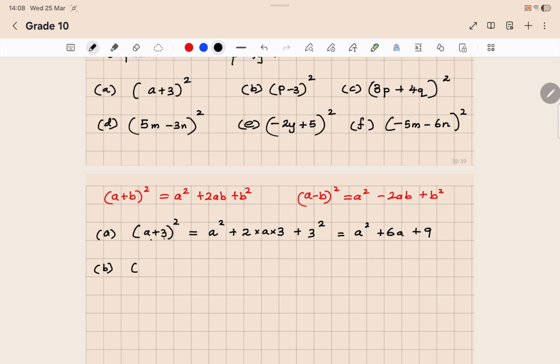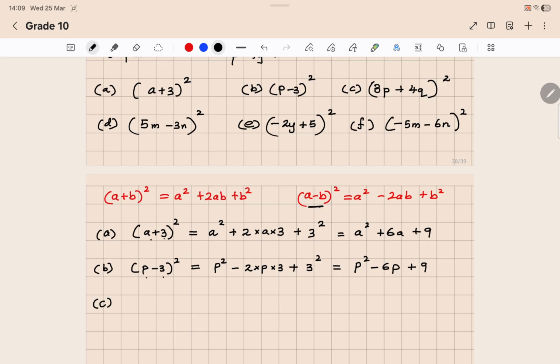So then we'll look at the next one. P minus 3 squared. So now we are going to use the second form. First term squared is p squared. Second term is minus 2 times a times b. A is what? P. B is what? 3. Plus second term squared, 3 squared. So you get what? P squared minus 6p plus 9.